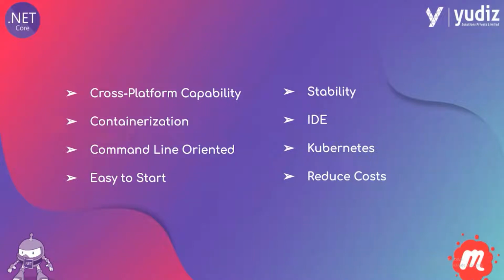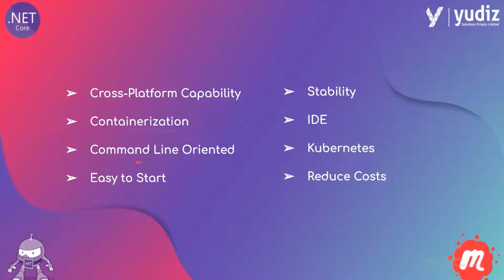Then containerization. For containerization, we use Docker. In Docker, we publish different services in Docker containers. So Docker containers are supported in .NET with microservices. Then command line oriented. It is easy to create, manage, compile, run and deploy services from the command line. We can perform all the operations through the command line, and it's supported in .NET.